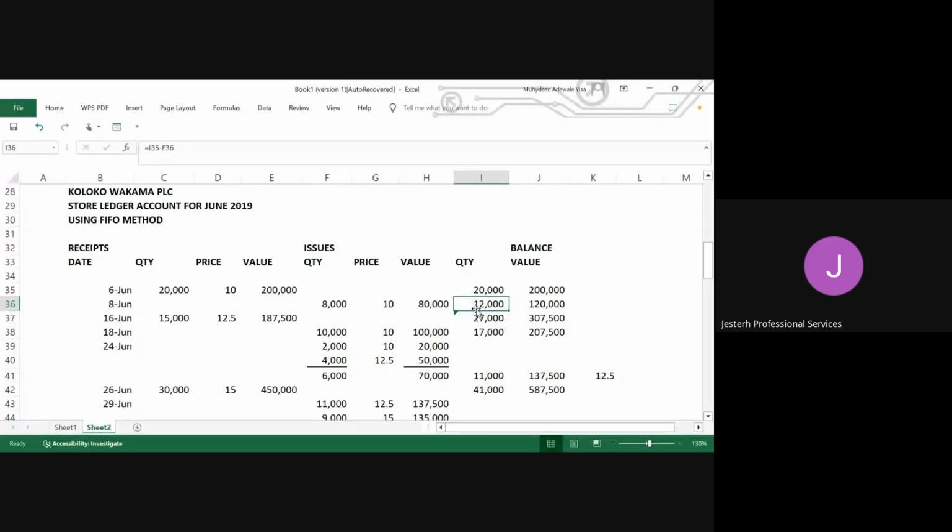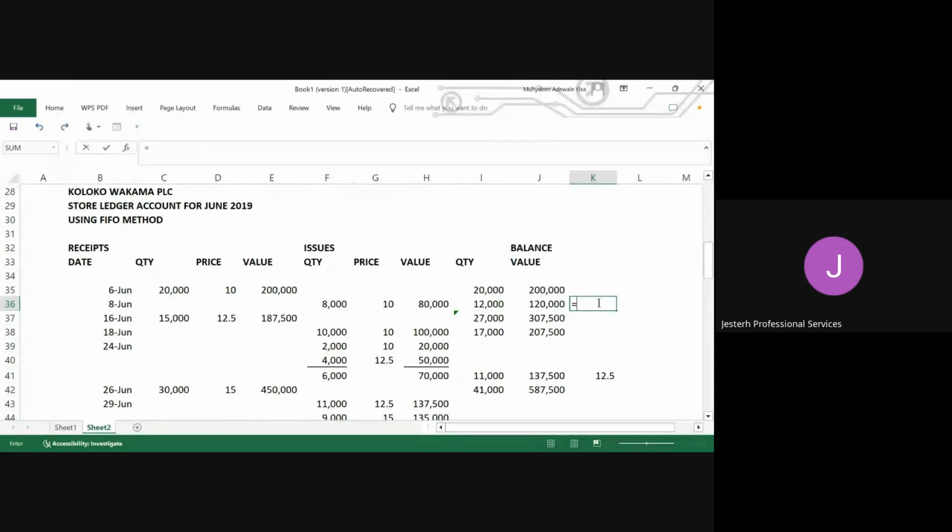We still have 2,000 left in the store, which means any material we want to issue out to the production department, we need to consider that 2,000 first before we consider any new one that we brought into the store. Since we have issued out 10,000 from the 12,000, it's remaining 2,000.